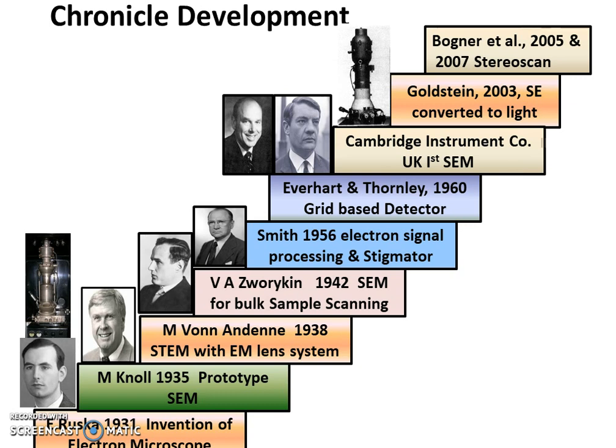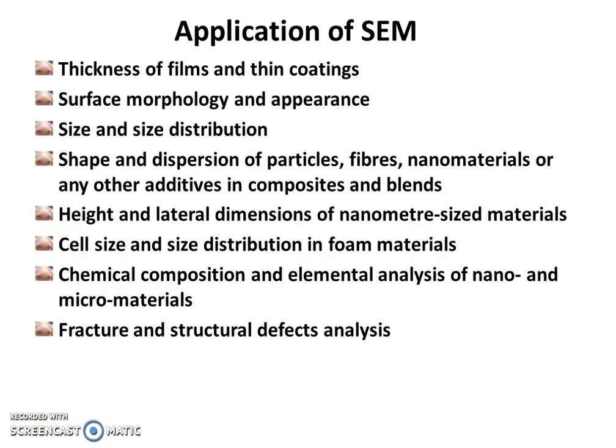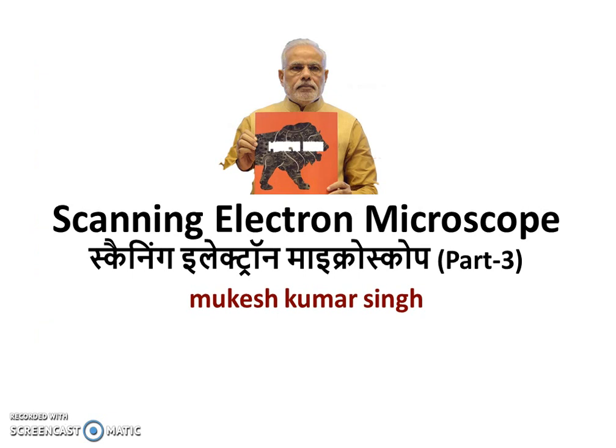In 2005 and 2007, Wanger and his co-workers presented the concept of stereo scan, and at present the scanning electron microscope market is very rich in concepts as well as various facilities. Various types of scanning electron microscopes are present in the market. These are the application areas: thickness, surface morphology, appearance, size distribution, shape, dispersion, particle distribution, height, lateral dimension, cell size, size distribution. All these are possible by means of a scanning electron microscope.